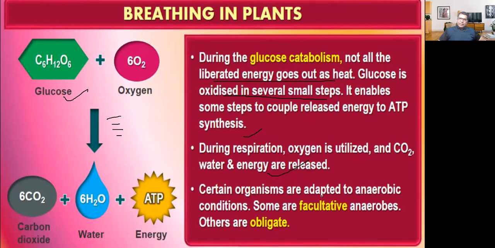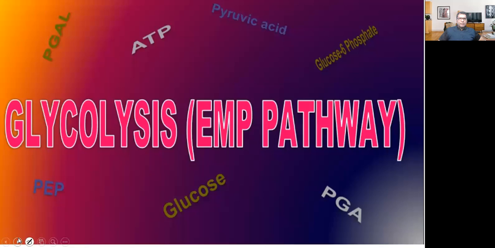Certain organisms are adapted to anaerobic conditions. They don't need oxygen. Some are facultative anaerobes and others are obligate anaerobes. Now we'll be discussing glycolysis. It is also known as the EMP pathway.